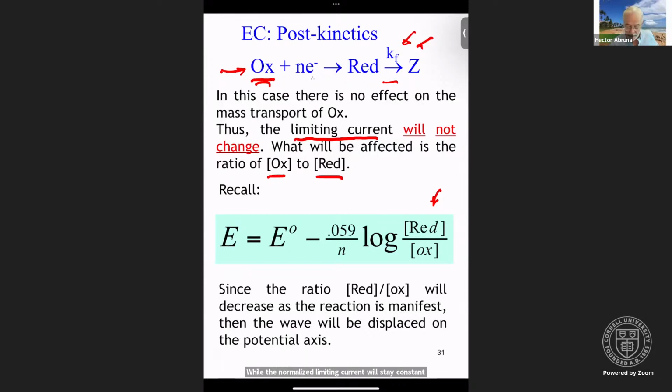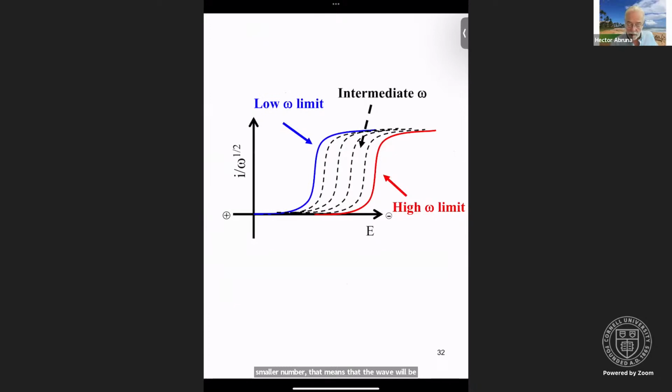Okay, and so it says here, since the ratio of ox to red will decrease, then the wave will be displaced on the potential axis. And how will it be displaced? If we're subtracting a smaller number, that means that the wave will be displaced to less negative potentials. And so this would be for EC post-kinetics.